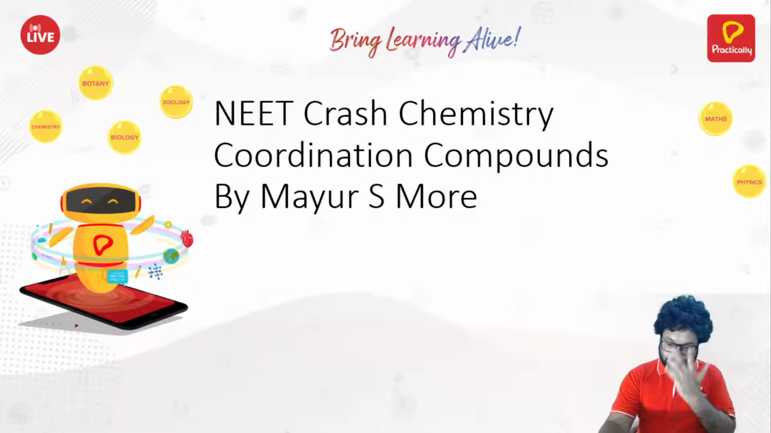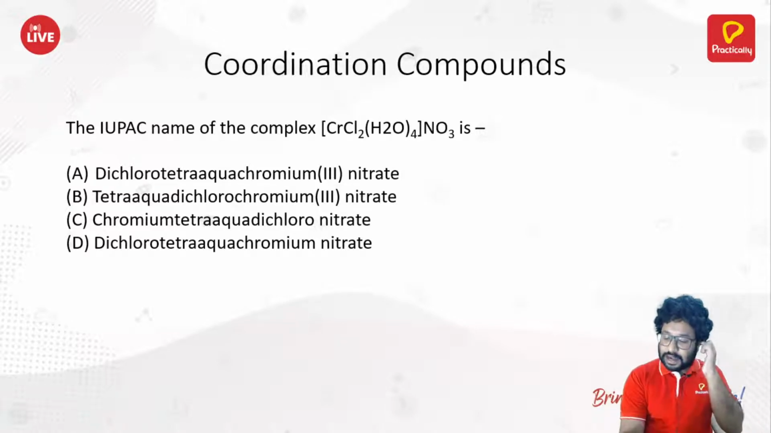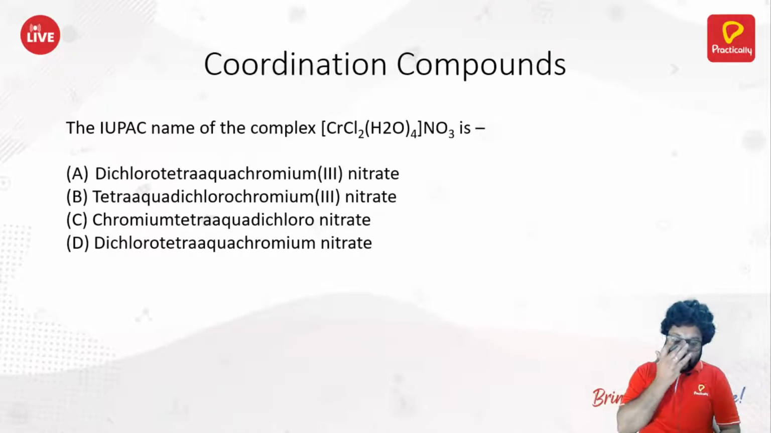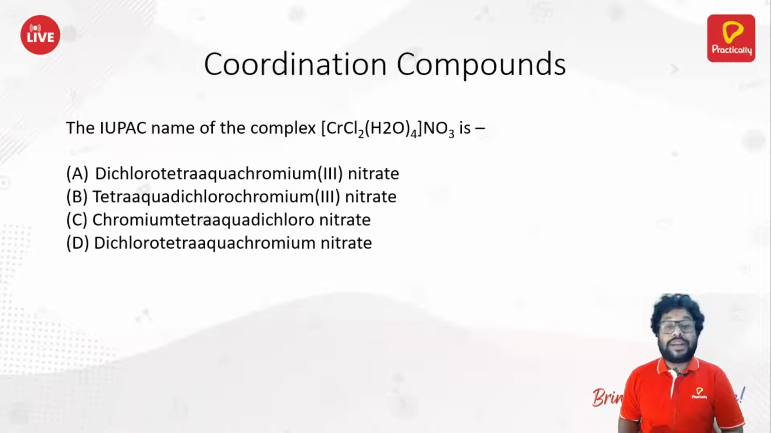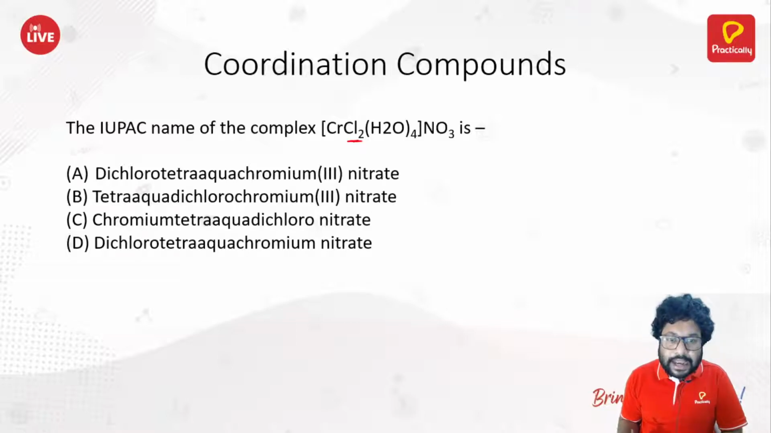Let's begin. What is the IUPAC name of this complex? Whenever we are writing an IUPAC name, you always need to name the ligands according to alphabetical order. Now, what are the ligands? The negatively charged species or the species having a lone pair which are present inside the coordination sphere are called ligands, and we indicate ligand by L. So this is a ligand, this is also a ligand. This is not a ligand, this is your counter ion.